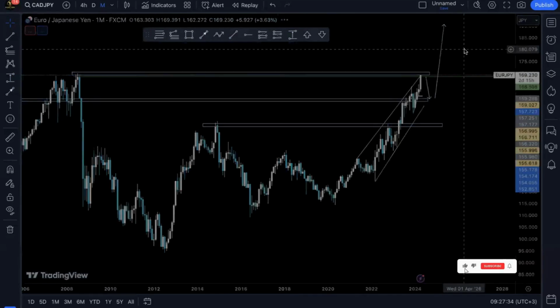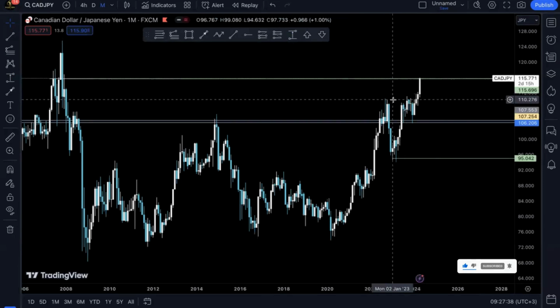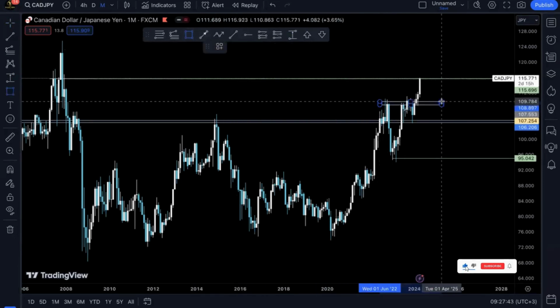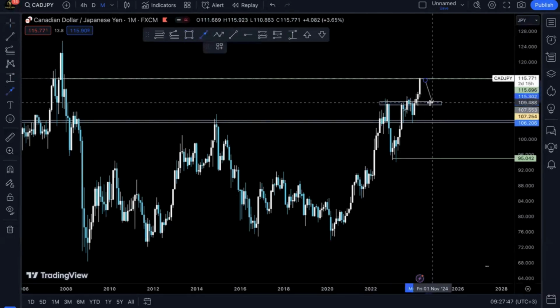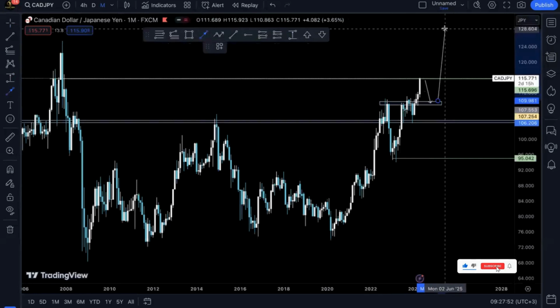On CAD JPY, a retracement on maybe this structure right here, because this was the most recent high. A retracement maybe until somewhere here before we actually see a bullish continuation.